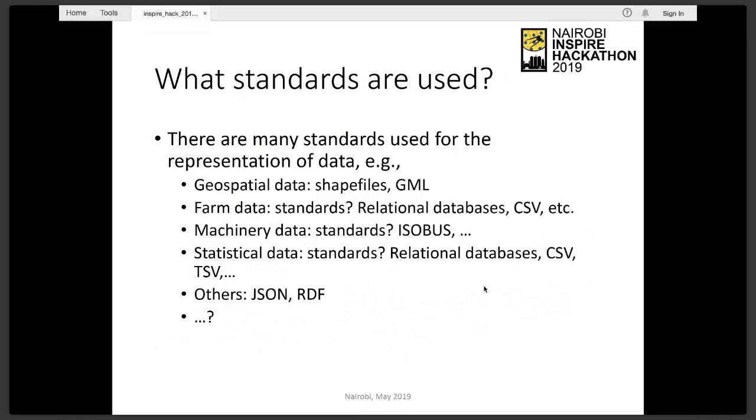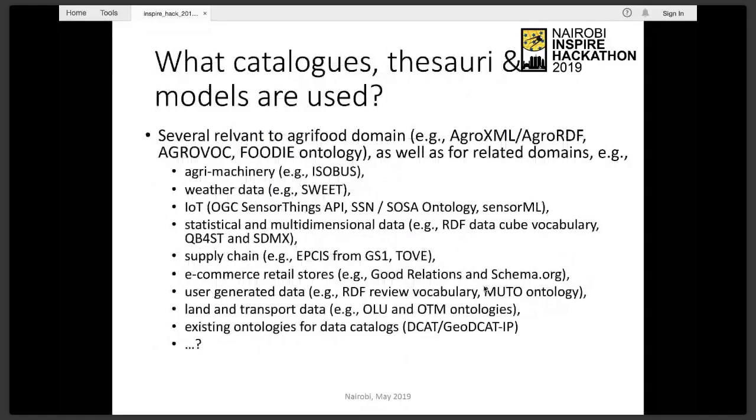There are important catalogs, thesauri and models available. For example, in agri-food particularly, we have AgroXML, AgroRDF, AGROVOC. This is very famous from FAO. We also have the food ontology, that is one of our results and something that we are pushing very much in Europe in order to make it a kind of standard for farm data. But also there are models for each of the types of domains or related domains that I was mentioning, like weather, IoT, statistical data, and so on.